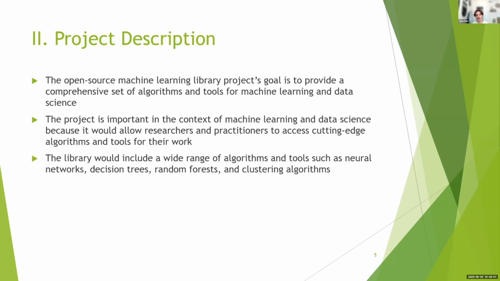So the open source machine learning library project's goal is to provide a comprehensive set of algorithms and tools for machine learning and data science. The project is important in the context of machine learning and data science because it allows researchers and practitioners to access cutting edge algorithms and tools for their work. And the library would include a wide range of algorithms and tools such as neural networks, decision trees, random forests, and clustering algorithms.